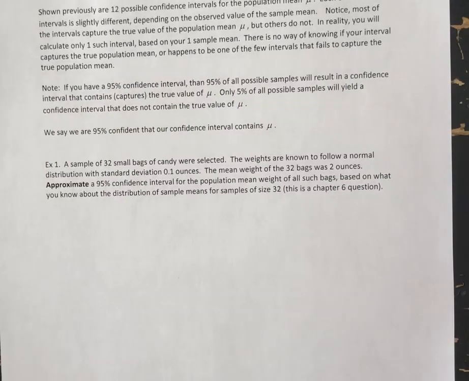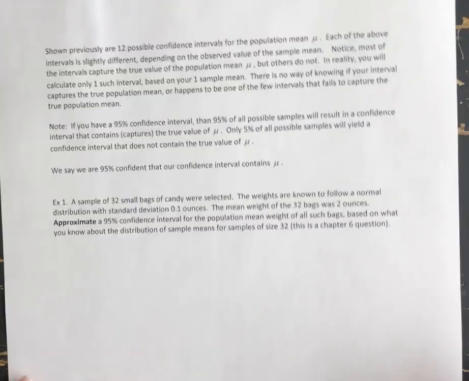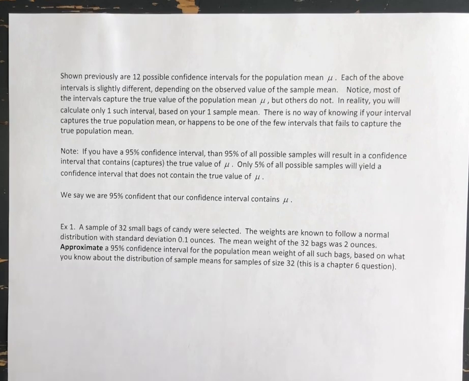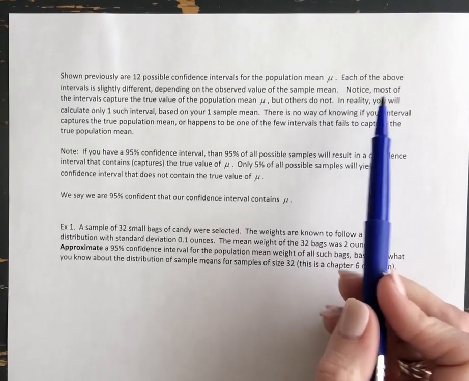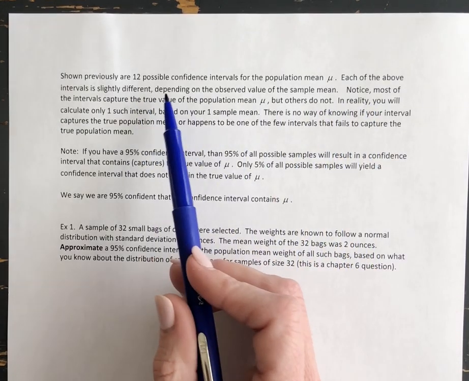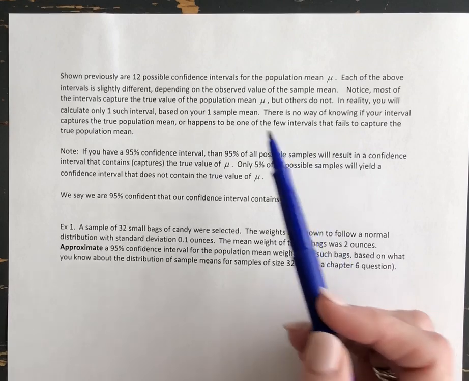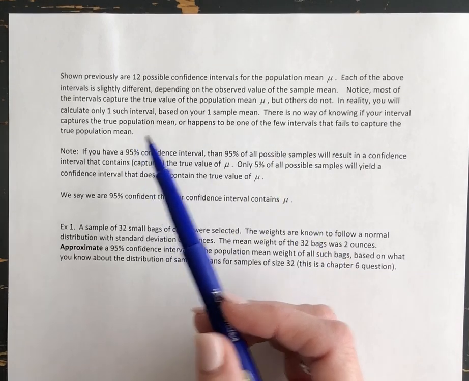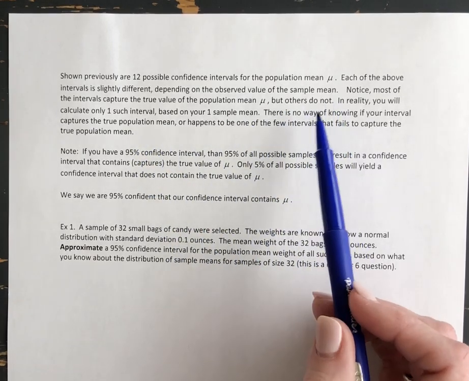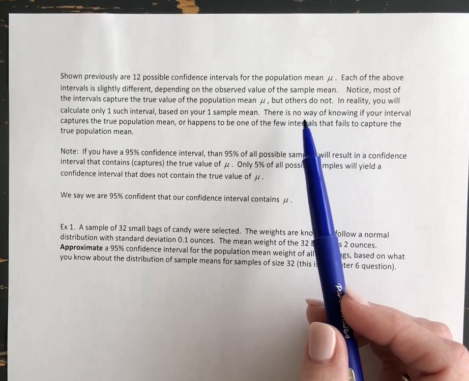So what we're going to take a look at on the next page here is just a little more background, and then we'll do an example. So you can see here that it says we just looked at 12 possible confidence intervals for a population mean mu. Each of those intervals was slightly different. Some contained mu, others didn't. I showed you one that didn't contain mu.